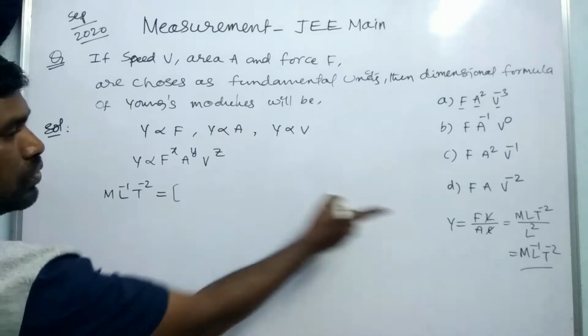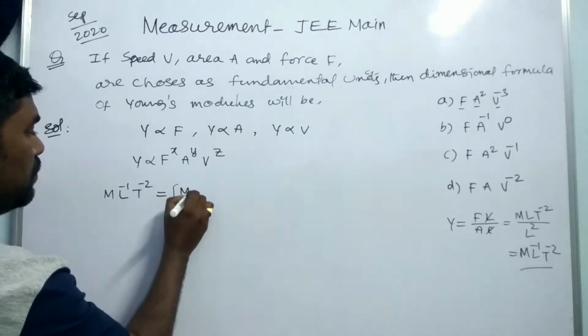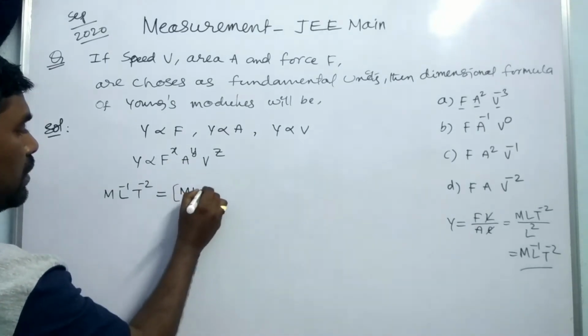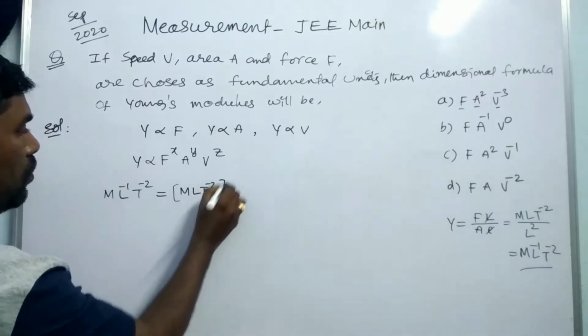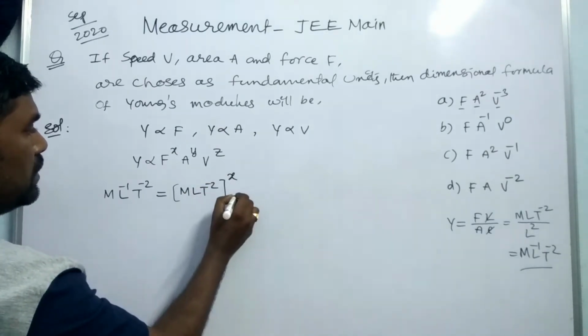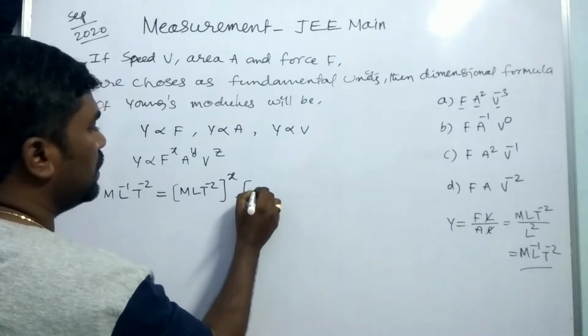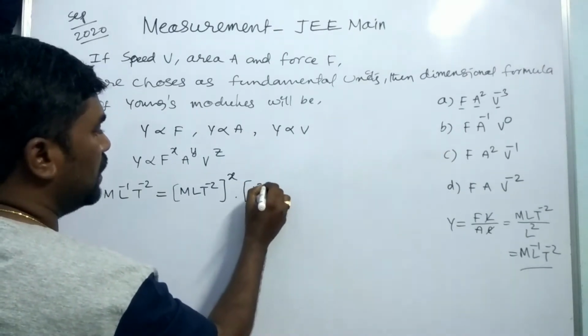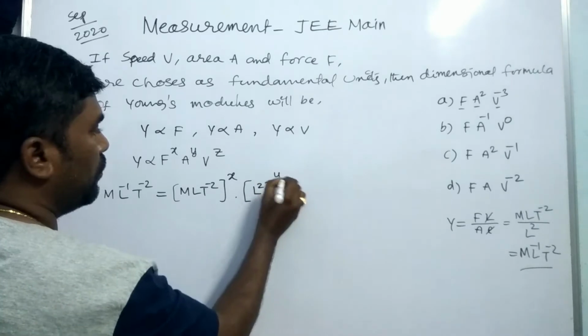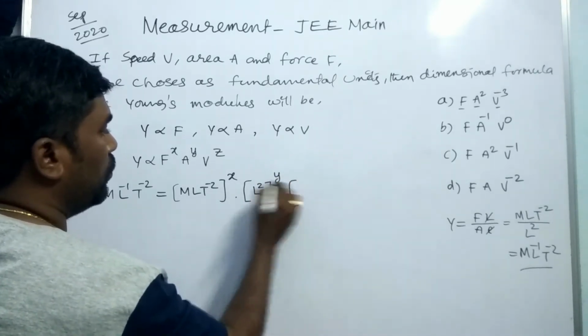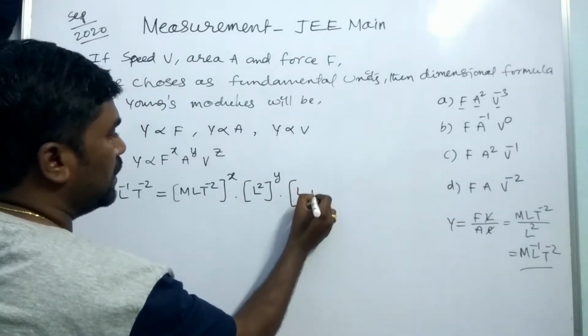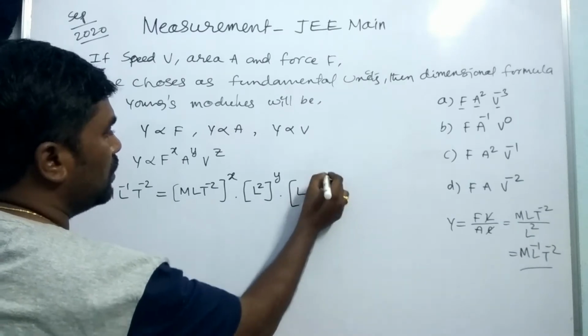It is force, which is M L T minus 2, whole power x, into area. What is area here? Length into breadth, it is L into L, L2, power y, into speed. Speed is L T minus 1, whole power z.